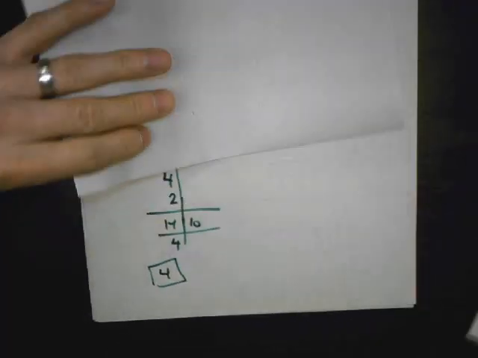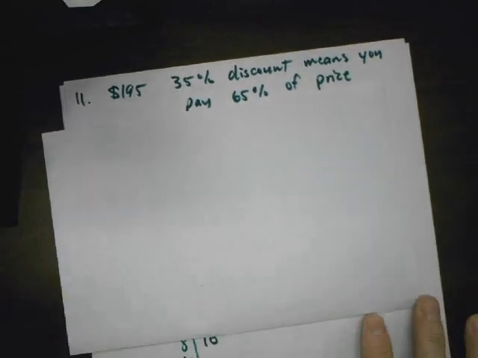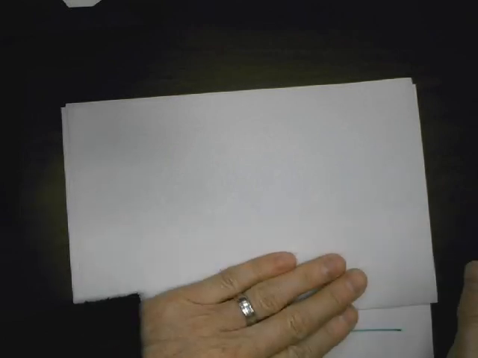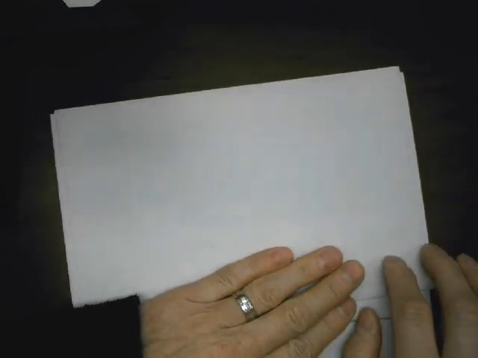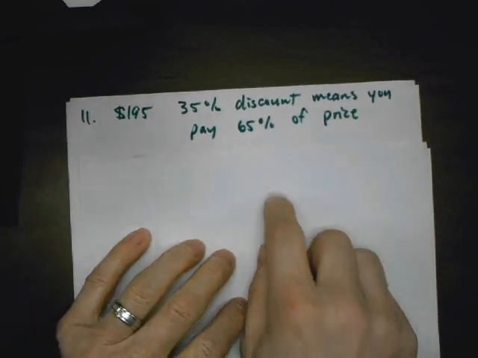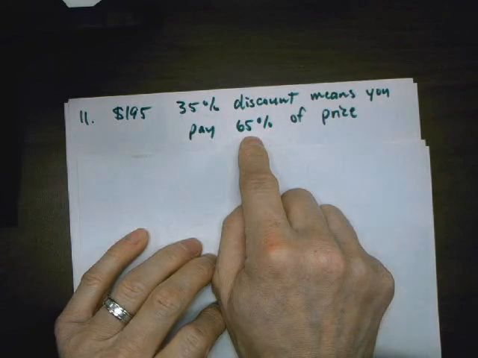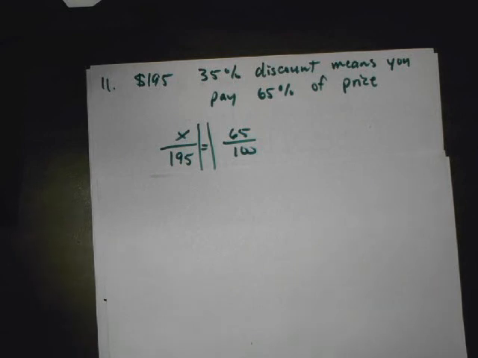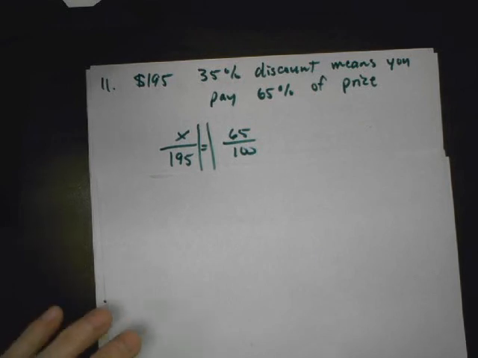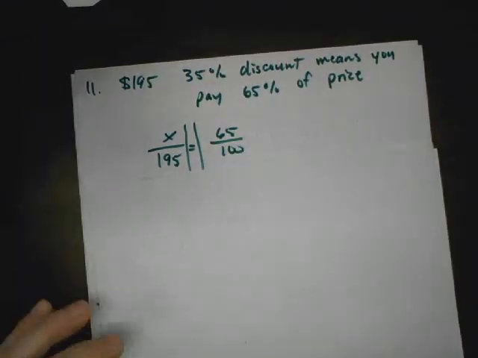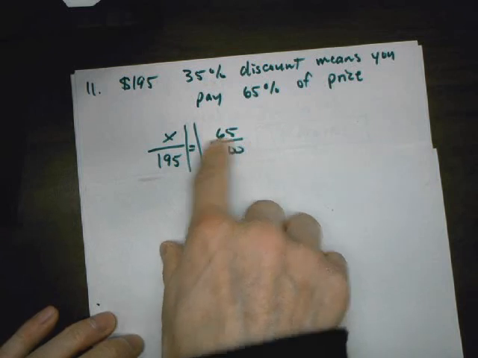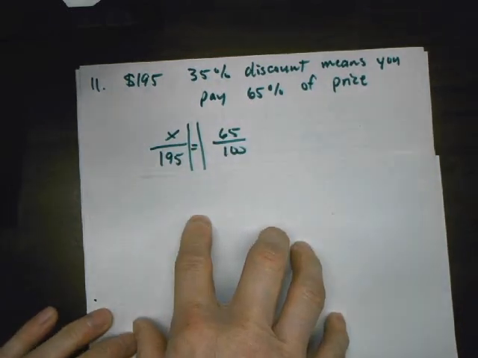Number 11. Number 11 says, the price of a train ticket is $195. We're going to get a 35% discount. Well, if you're getting a 35% discount, that means you're only paying 65%, right? So what you can do then is just find 65% of 195. If they're asking you how much will you pay, and that's what it says, what is the sale price? That's how much will you pay? Then you find 65%. A different question would be 35% discount, how much did you save? If it's how much did you save, then you'd find 35% of 195. But this is how much did you pay, or what was the sale price, okay?